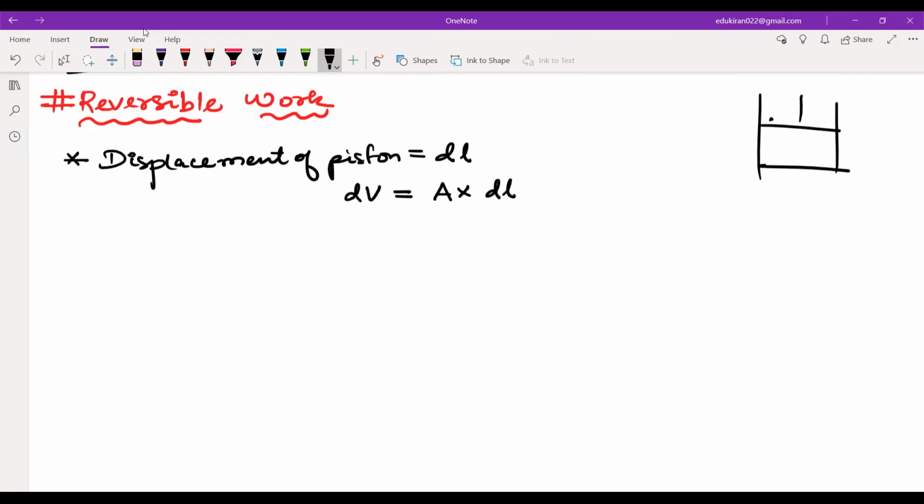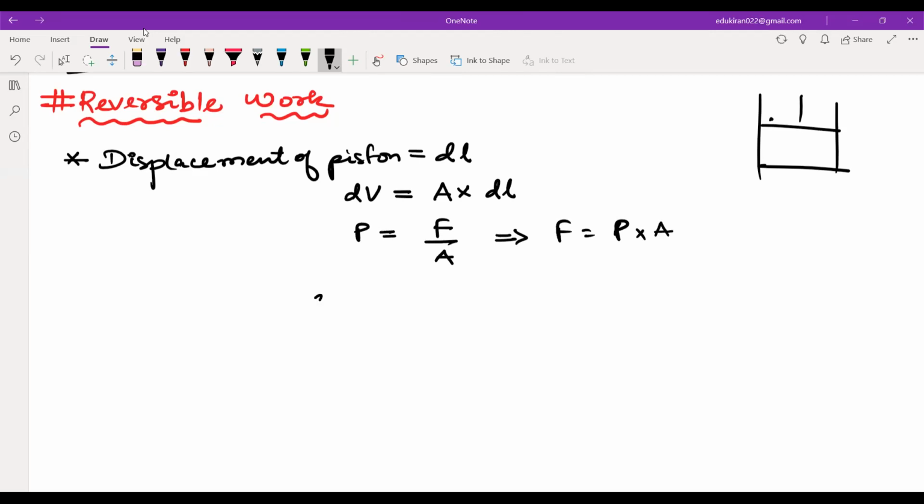Is there any doubt till here, guys? No, sir. Okay. Now, similarly, we can write that the pressure is equal to force upon area, which means the force is equal to pressure times area.